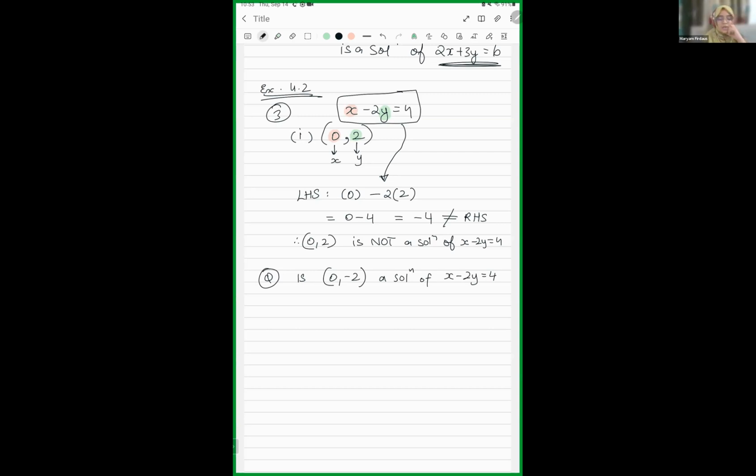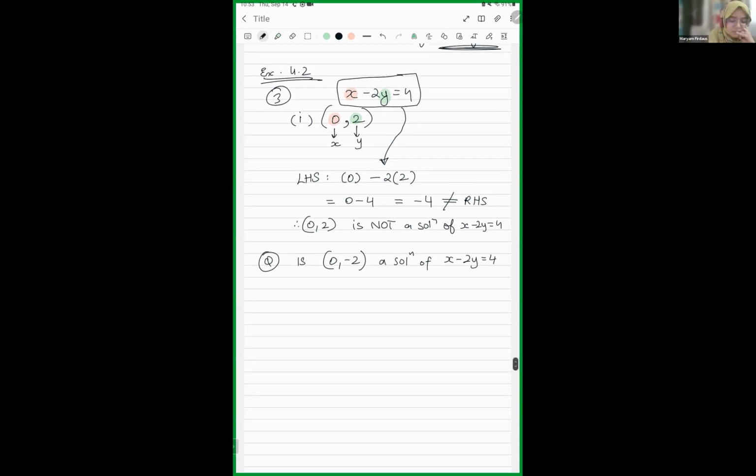Munir, how do we check? You can look at the previous answer also and get a hint from there, how we did that answer. So we should write 0 in place of x. And what should we write in place of y? Minus 2. Minus 2.